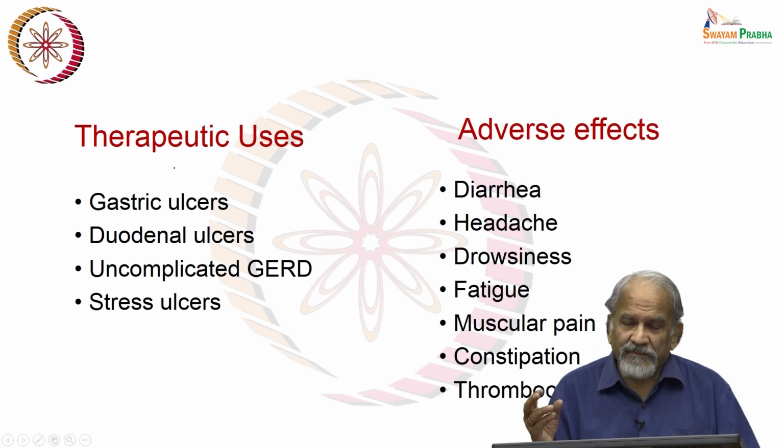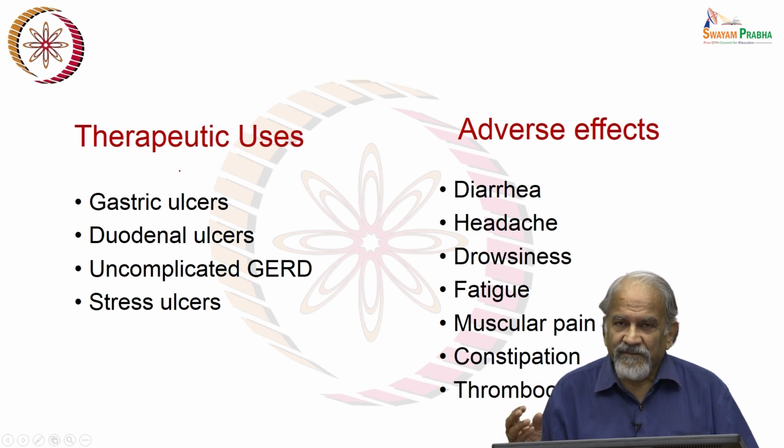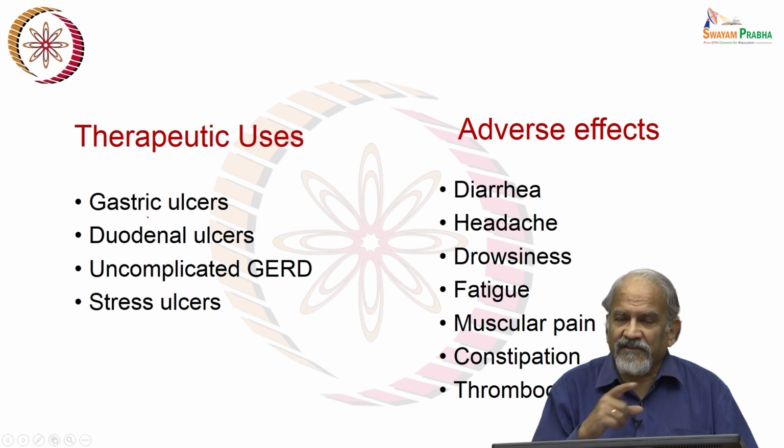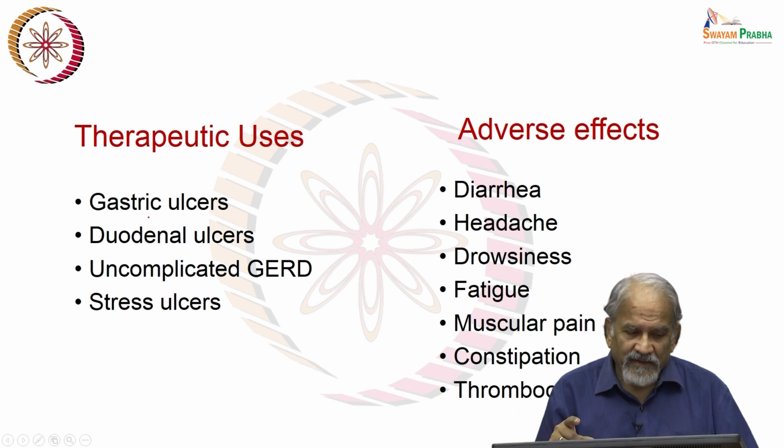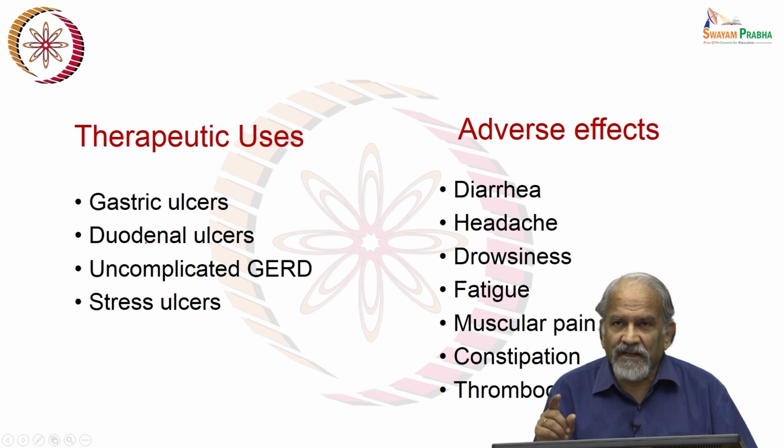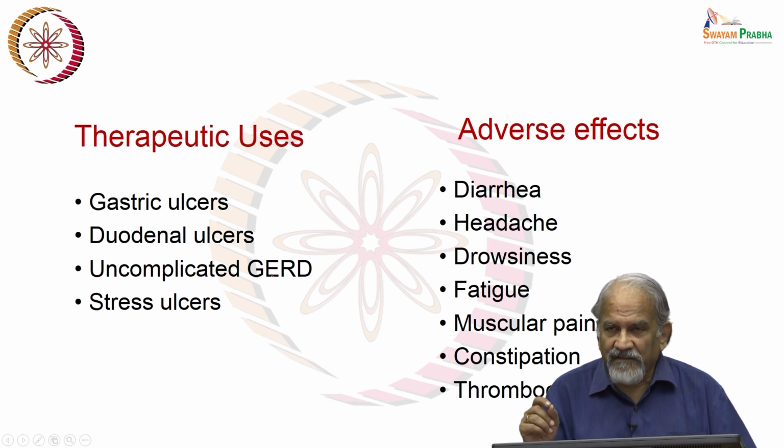So, what would be the therapeutic uses? Therapeutic uses naturally will be the gastric ulcer. Therapeutic use can be the duodenal ulcer, uncomplicated GERD, gastroesophageal reflux disorder, and stress ulcers.